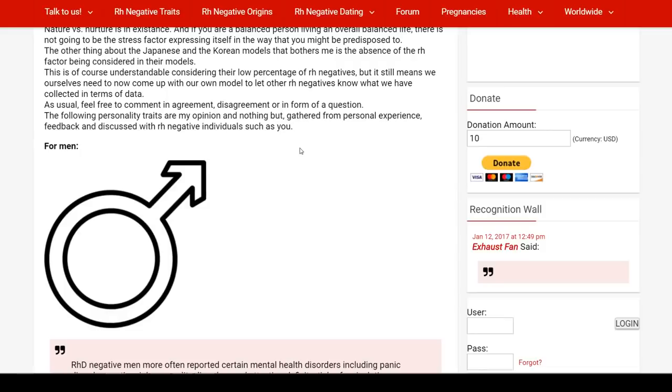And the estimates are that RH negatives are only anywhere between 5 and 15% of the population. And it's in certain areas that you find this RH negative blood type. And it's really controversial. Do you know they tested the Shroud of Turin and it came back RH negative? Whether that's the blood of Jesus on there or not, it's up for debate.